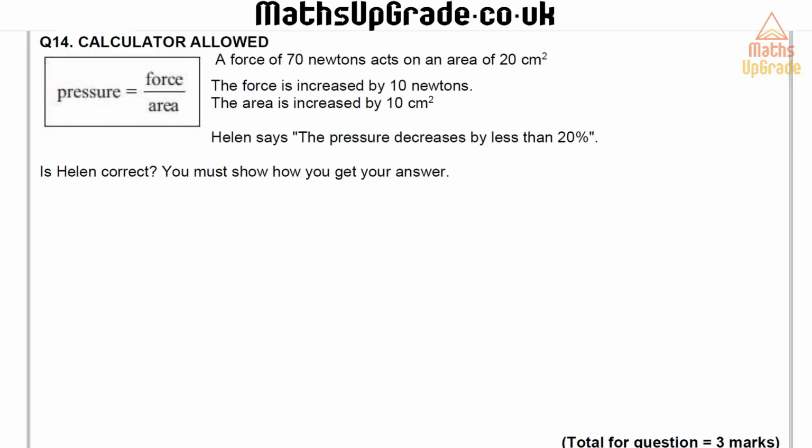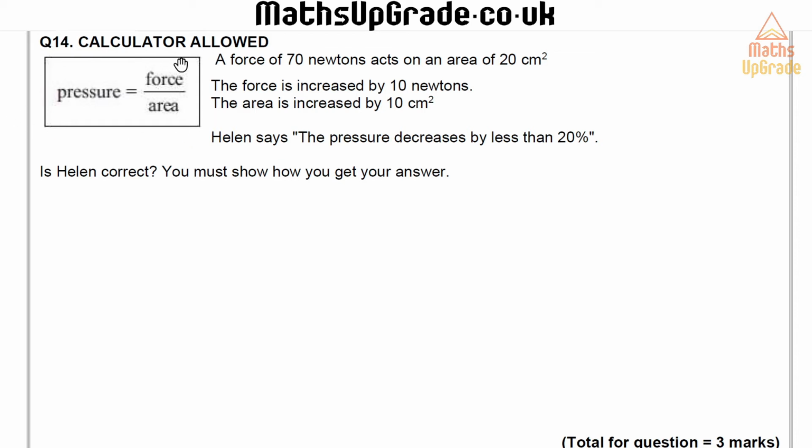Okay, question 14. A force of 70 newtons acts on an area of 20 centimeters squared. The force is increased by 10 newtons. The area is increased by 10 centimeters squared. Helen says the pressure decreases by less than 20%. Is she correct? And show how you get your answer. So it's a reasoning question. Okay, so you're given this formula here in the exam question.